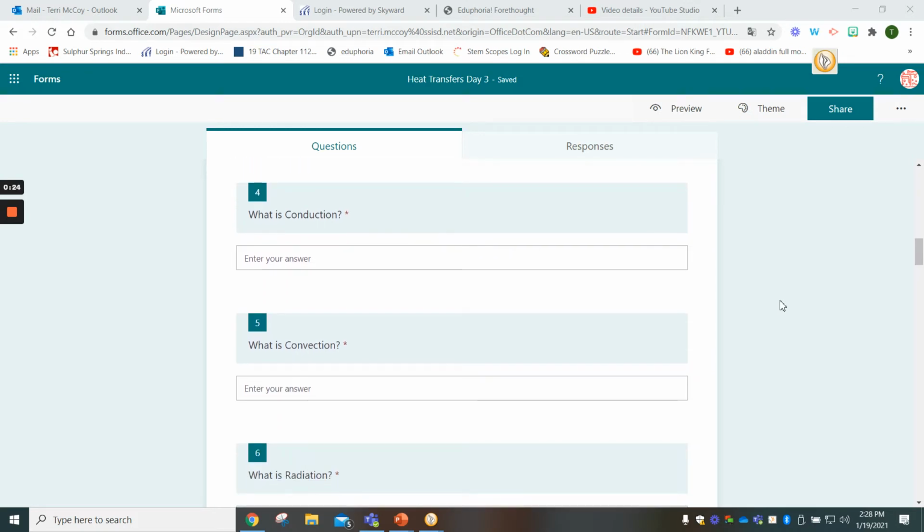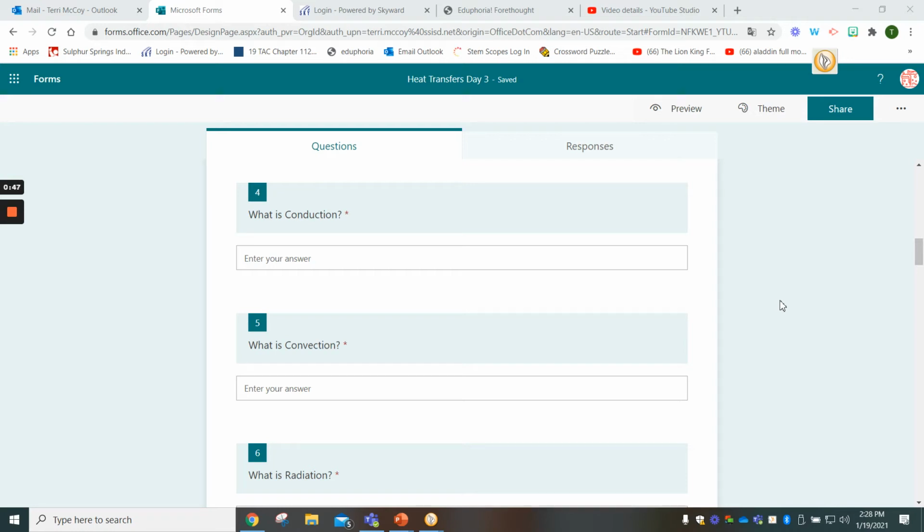So the next question is, what is conduction? Hopefully you know what conduction is. Conduction is the transfer of heat when two substances are in direct contact. So you can put this in your own words as long as you know that there's direct contact or touching involved with conduction.